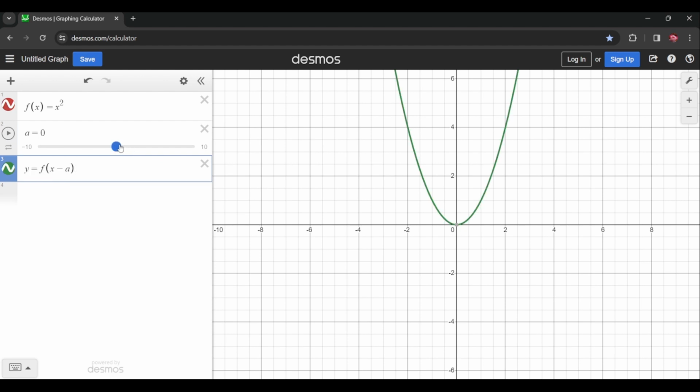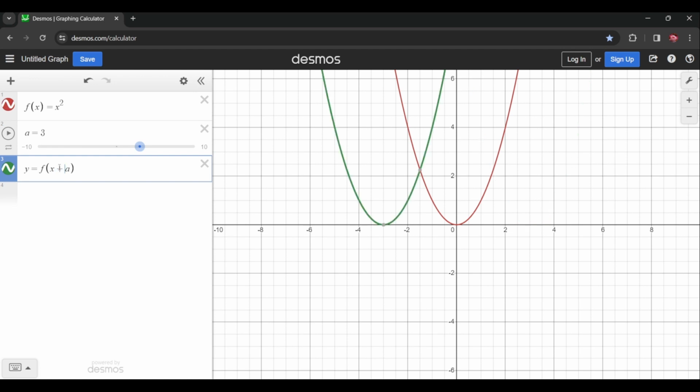What we notice is that when we increase the value of a, our graph shifts over to the right. And we notice that our graph shifts over by exactly a units. So what this leads us to conclude is that y equals f of x minus a is actually a shifted version of y equals f of x to the right by a units.